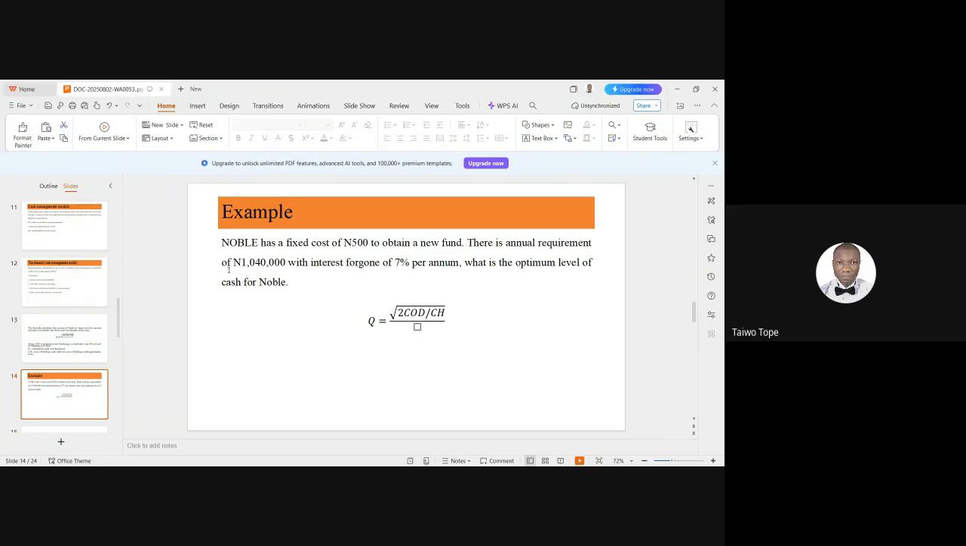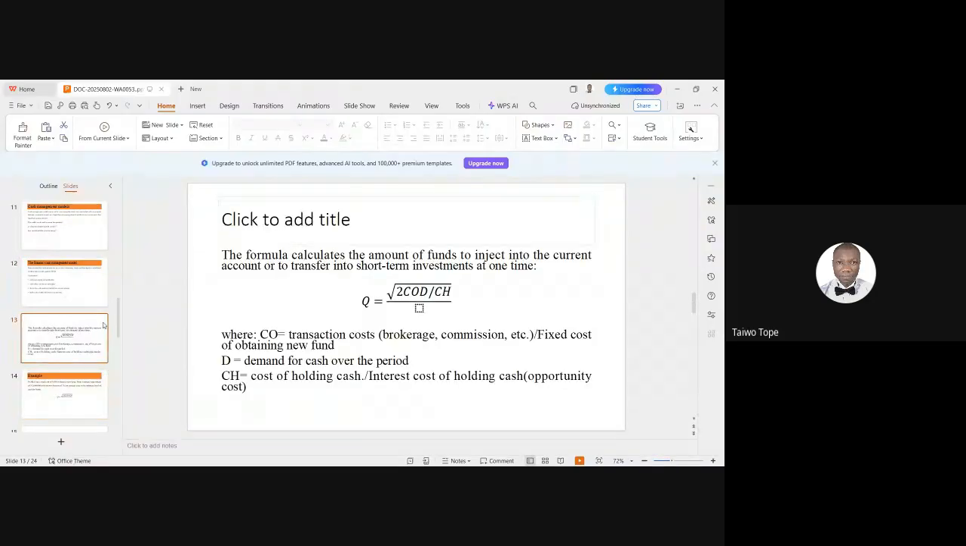So now, looking at the question, Noble has a fixed cost of 500 naira to obtain a new fund. What is the definition of 500 naira? From this interpretation, yes, transaction cost.